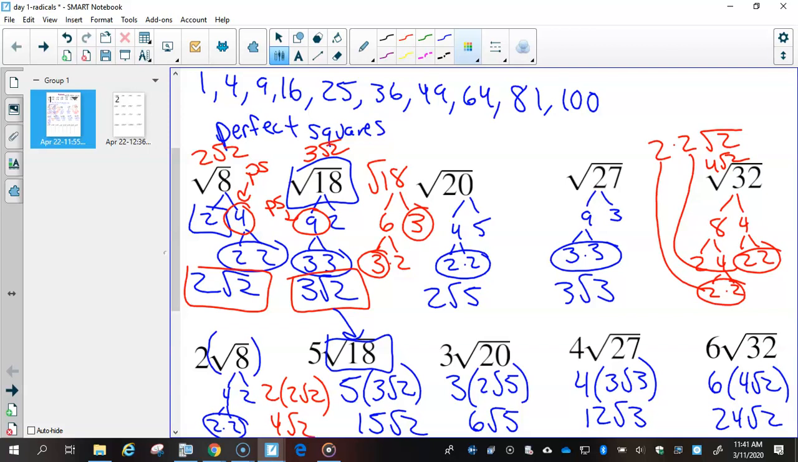For 20, we know 4 again is a perfect square. So the square root of my perfect square would come out, and my other factor would stay inside. I'm not going to do every single one of these. I'm just going to do the last two so you see that this always works. For 27, we could use 9 again. 9 is a perfect square. The square root of 9 is 3. So that would come out, and that factor would stay in.